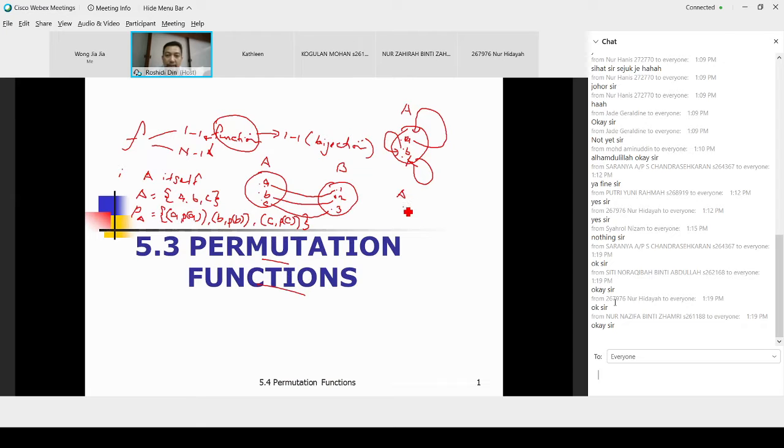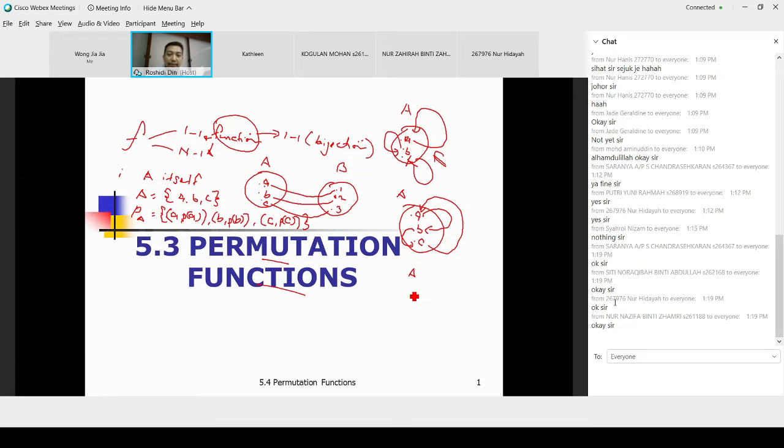It can also be like this one. We have A, B, C. A maps to A, B maps to B, C maps to C. It can also be that A maps to B, B maps to C, C maps to A. Another idea of permutation function is like this one. But this is the basic idea. Later we will talk about this idea: A maps to B, B maps to C, C maps to A.